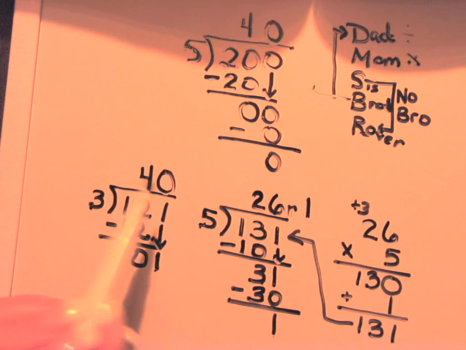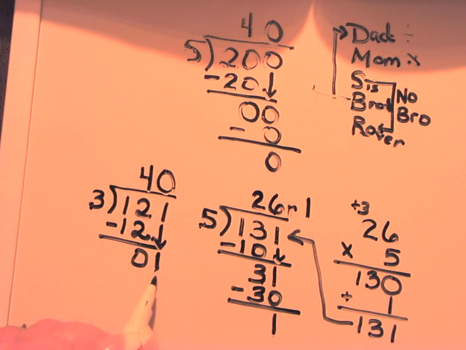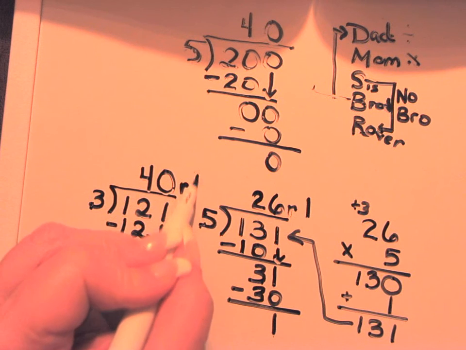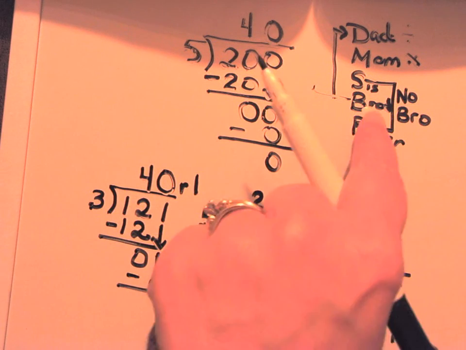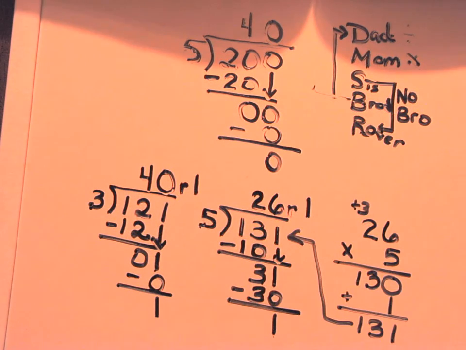So we have 0 times 3 is 0. Sister subtract. We have 1. No more brothers in town, so that's our rover left over. So we have 40 with a remainder of 1. All right. So just make sure that you're finishing the whole problem. When you have a brother to bring down, you have to go back up and do the division part.